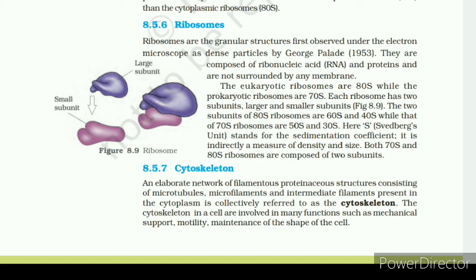8.5.11 Microbodies. Many membrane-bound minute vesicles called microbodies that contain various enzymes are present both in plants and animals. Summary. All organisms are made of cells or aggregates of cells. Cells vary in their shape, size, and activities or functions.